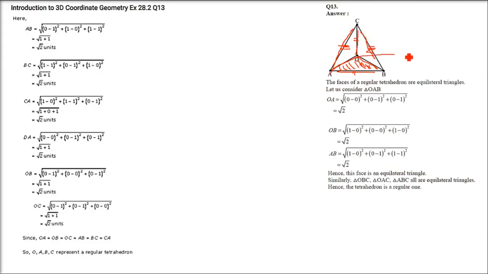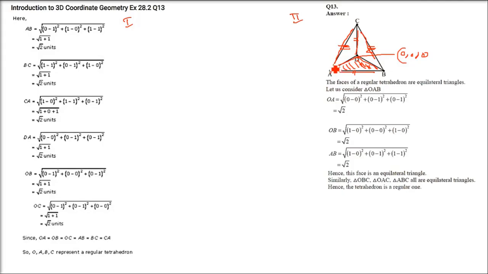The only thing you have to do is find OA, OB, OC, if you assume it to be 2D. And if these are equal, that means the face is an equilateral. So you have 3 triangles which are equilateral triangles, so we say the tetrahedron is a regular one.